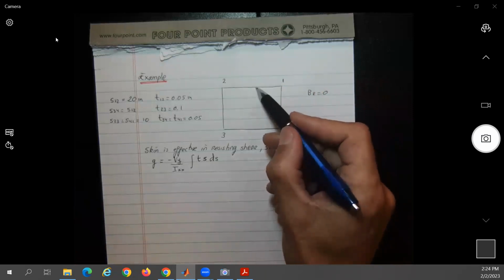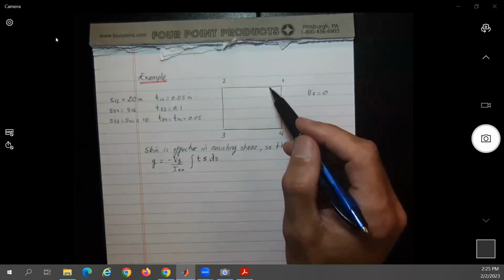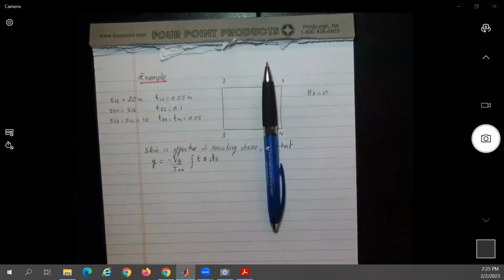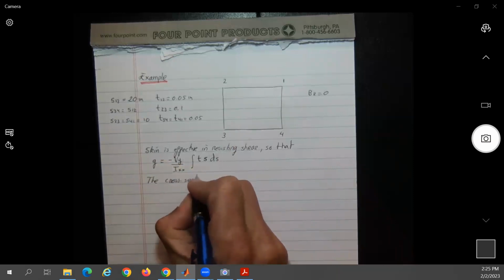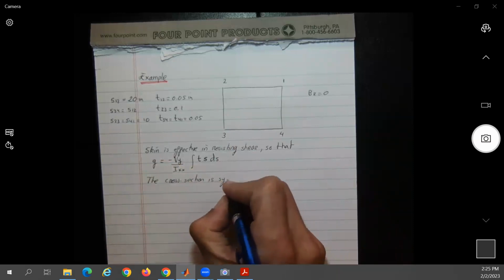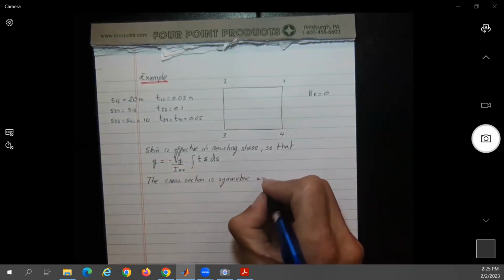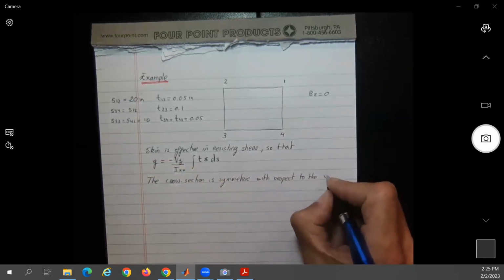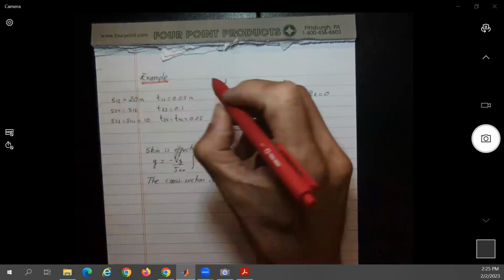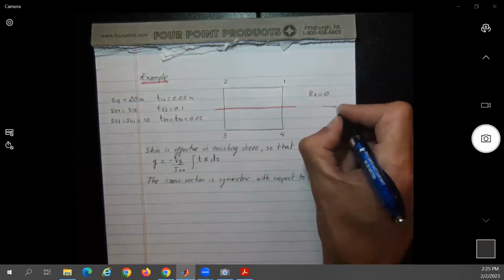Okay, so this is 0.05, this is 0.05. So basically, this is symmetric. So the cross section is symmetric with respect to the x-axis. If you want, you just call this x-axis, okay.